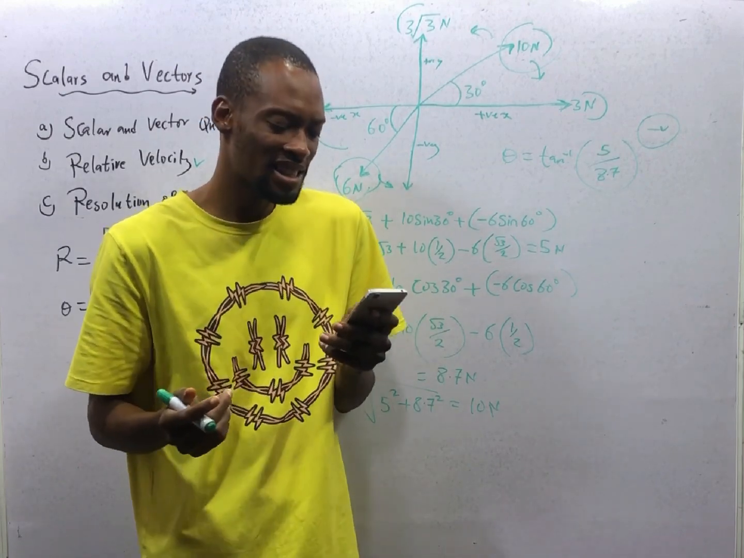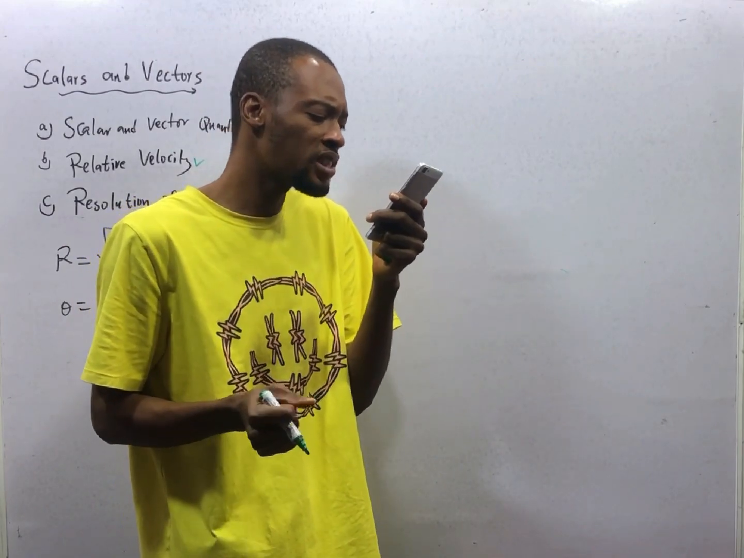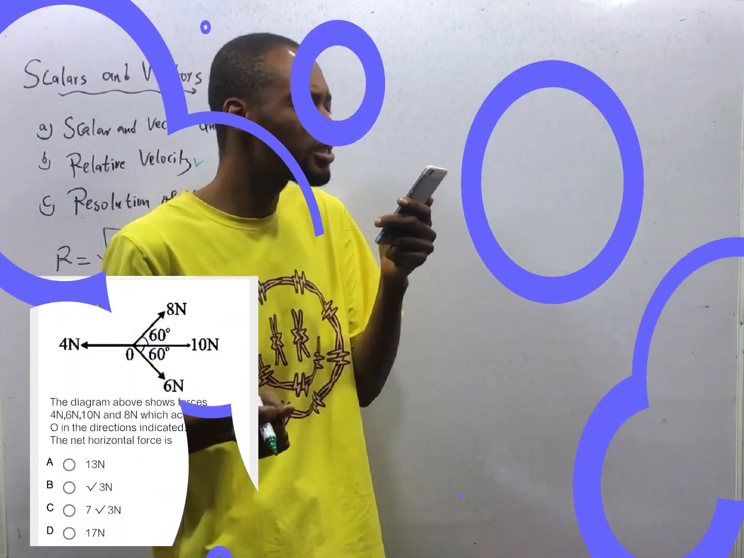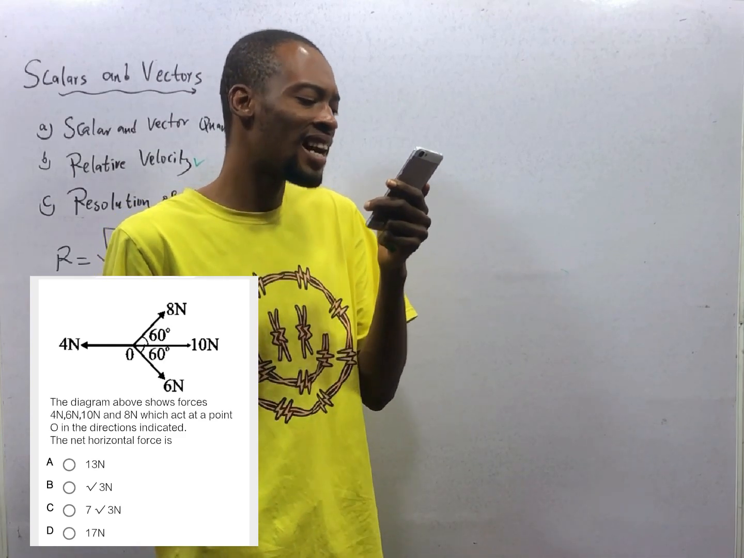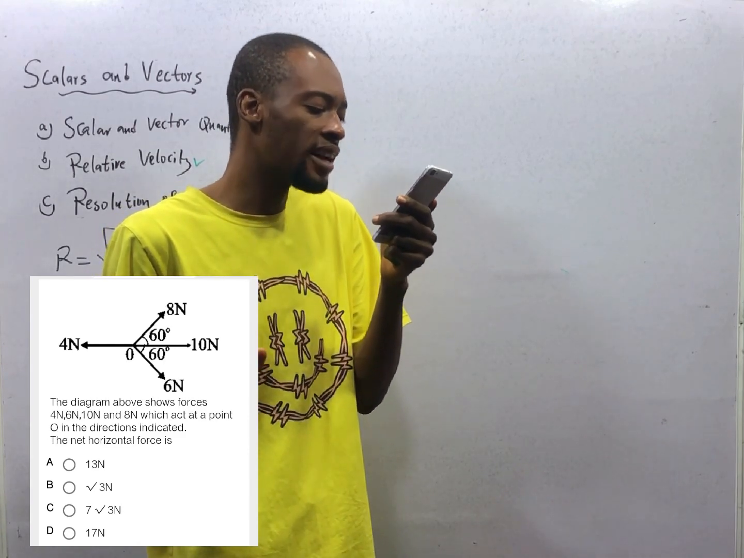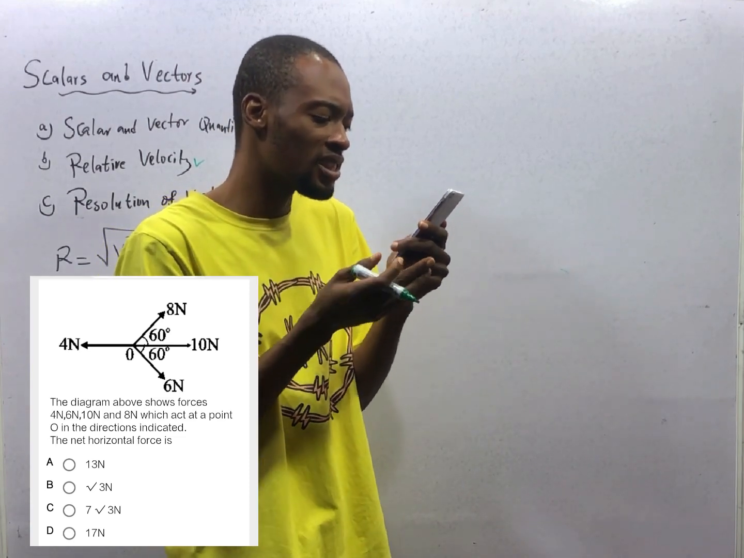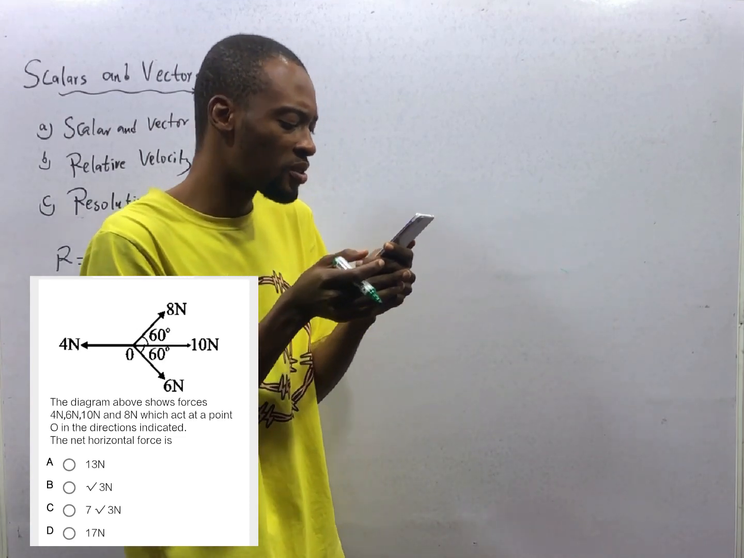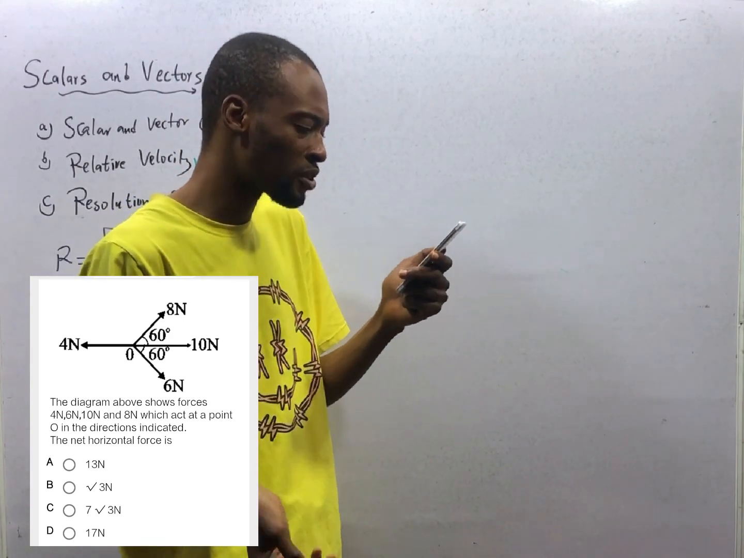Now, let's see another question. The diagram above shows forces 4 Newton, 6 Newtons, 10 Newtons, and 8 Newton, which act at a point O in the direction indicated. The net horizontal force is dash. This question is concerned only about the horizontal force, not the vertical force.